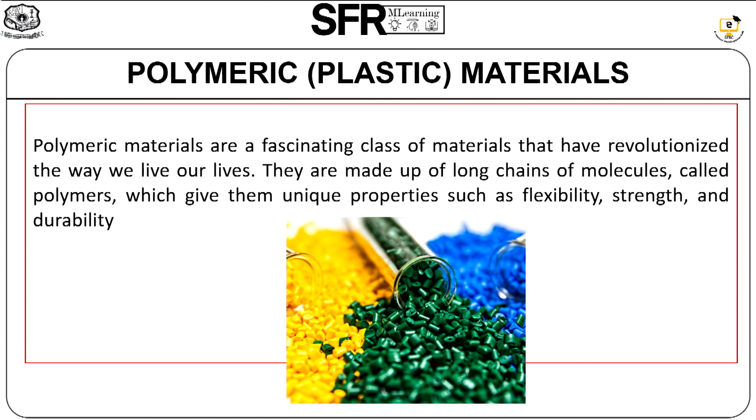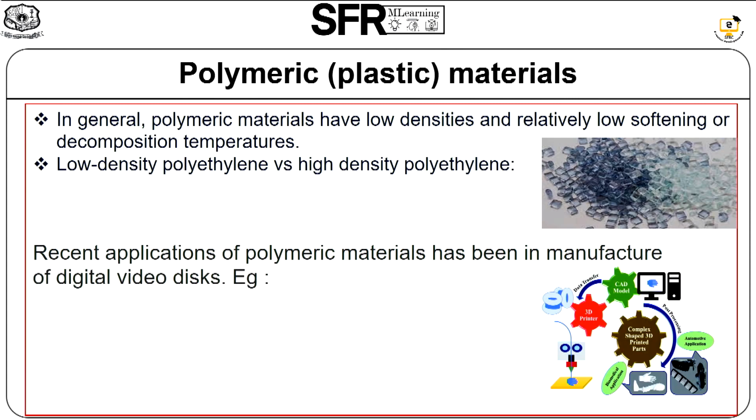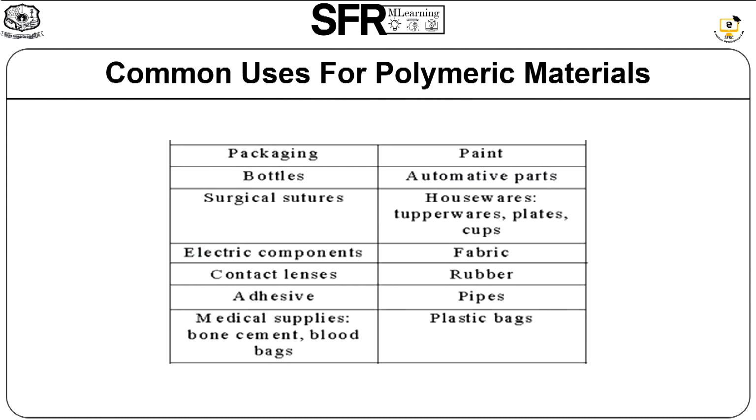Because of the nature of their internal structure, most polymeric materials are poor conductors of electricity. Some of these materials are good insulators and are used for electrical insulating applications. One of the more recent applications of polymeric materials has been the manufacture of digital video discs. In general, polymeric materials have low density and relatively low softening or decomposition temperatures. So this is a common use of polymeric materials.